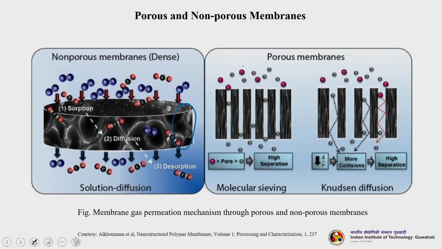So, based on size the permeation is happening. You can see the cylindrical pores which are being shown here, and particles which are larger than the pore size are getting retained on the surface of the membrane, whereas those which are smaller than the pore size are permeating through the membrane. So, extremely high separation can be achieved with this. This is called molecular sieving.